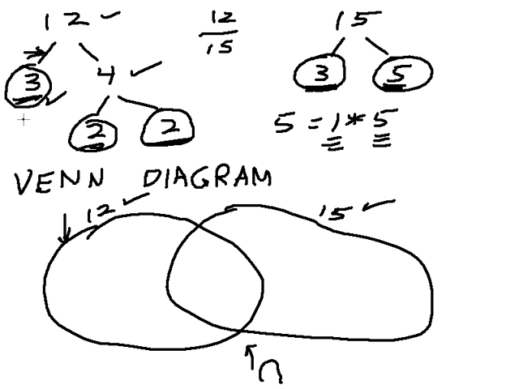So 3 is a factor of both, so we'd put it in here. 2 is not. 2's are only factors of 12. And 5 is only a factor of 15. This is called a common factor.